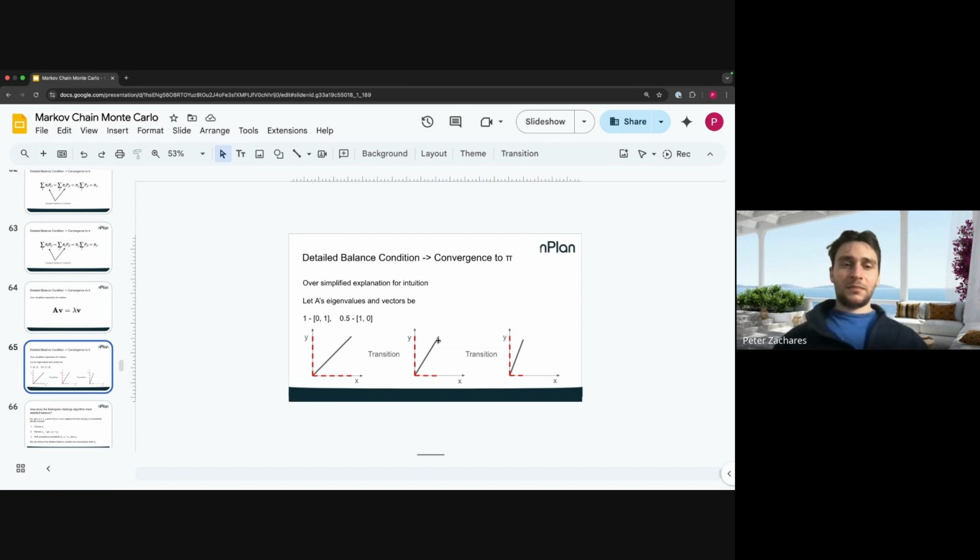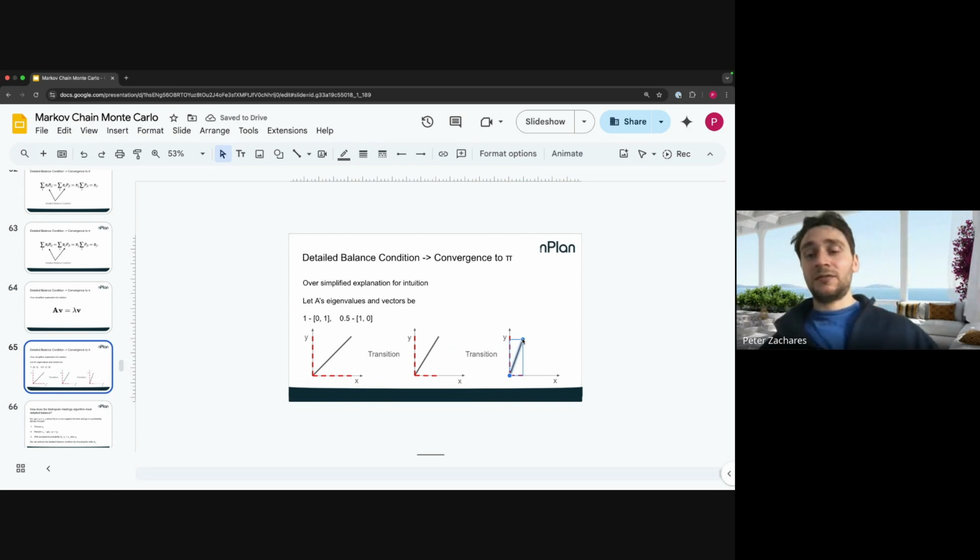Thanks, Arvid. The overall idea I'm hoping you get through this picture is that no matter where this vector was, it's just pushing this line every time you transition closer to here. That's a really simplified version of what's going on when you meet the detailed balance condition. And that's why it converges, because it doesn't matter where you start, it's always moving closer and closer to the stationary distribution, which is the eigenvector with the largest eigenvalue. Okay.